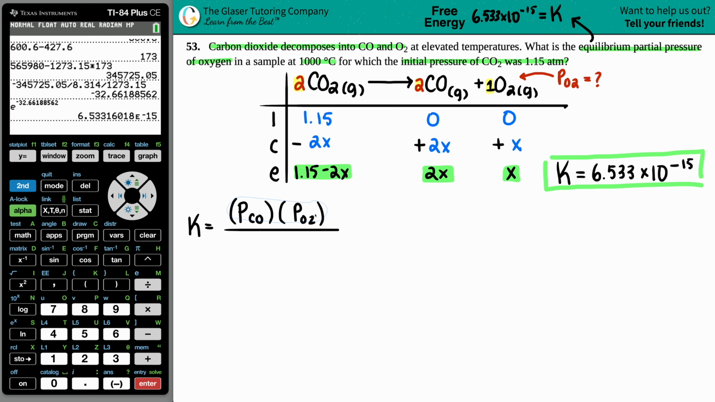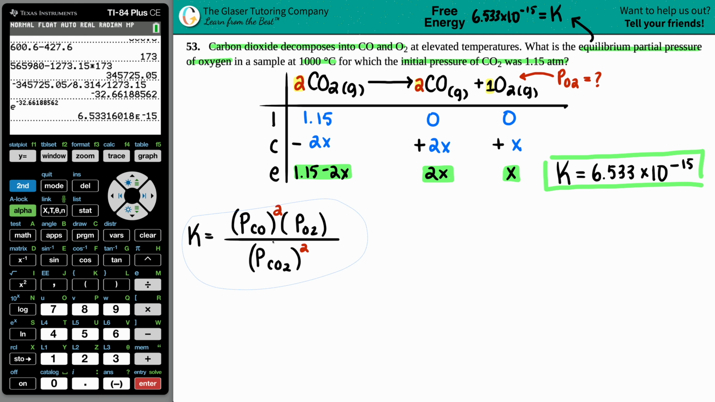And remember, it's always raised to the coefficients. So there's two COs, so I have to raise that one to the second. There was only one O2, so I don't have to do that. Divided by the pressure of CO2. And that one I have to also square. So there's my expression, right?